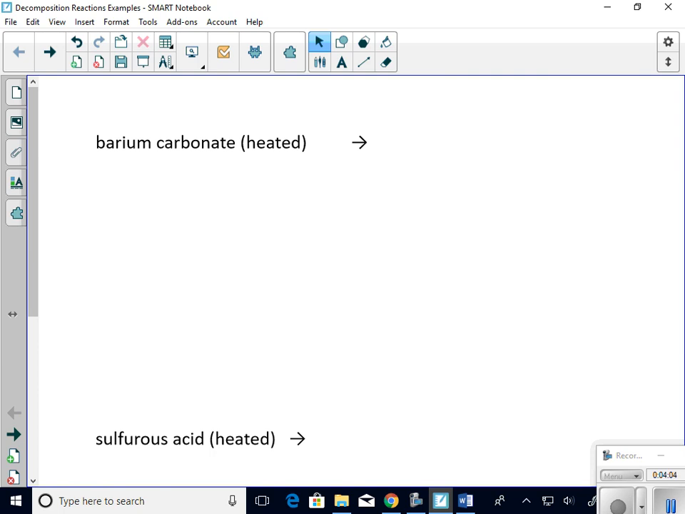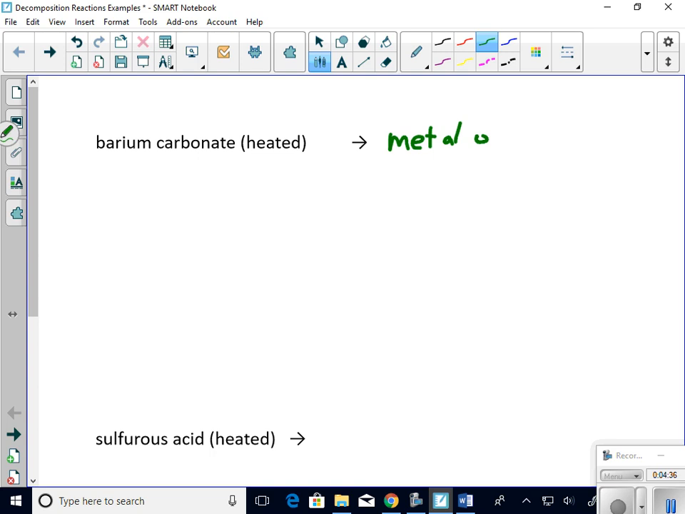Well, if I am looking at my outline, which one am I dealing with? 1, 2, 3, 4, 5, or 6? Which decomposition are we dealing with? Decomposition number 1. Okay? Decomposition number 1. So, decomposition number 1 tells me that I have a metal oxide being formed and also carbon dioxide.